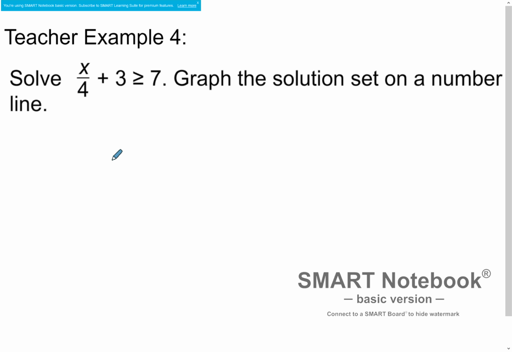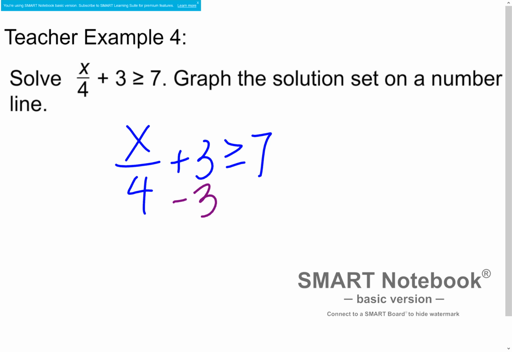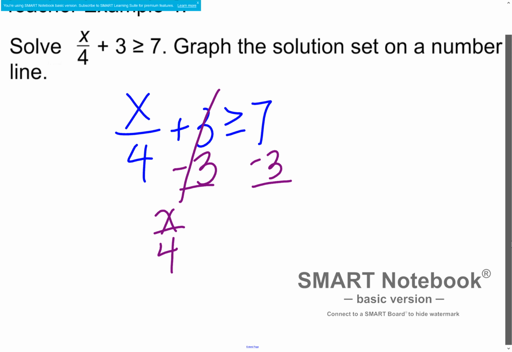Okay, here's our last example. We have x over 4 plus 3 is greater than or equal to 7. So x over 4 plus 3 greater than or equal to 7. So the first thing we want to do is undo the addition or subtraction of the constant, which is just the number. So the opposite of plus 3, minus 3 on both sides. So now we're left with x over 4. Again, this plus 3 minus 3 makes 0. And so I'm left with x over 4 is greater than or equal to 4.